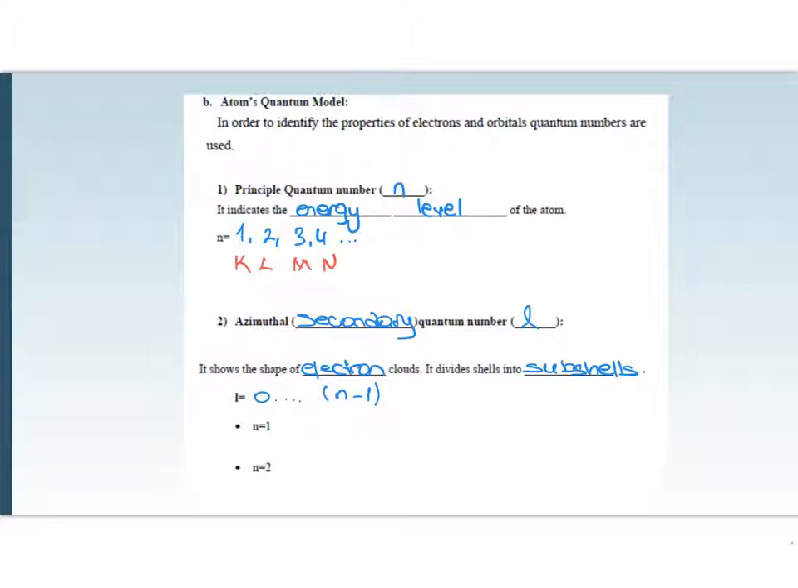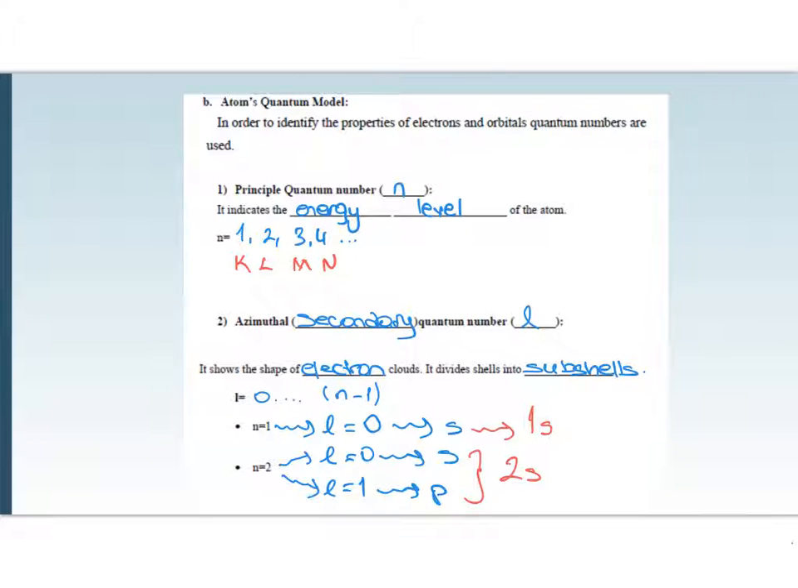For example, if n is equal to 1, l can only be 0, which indicates the s type of orbital. Now, when n is equal to 2, l can be two values. It can be 0 or it can be 1. If it is 0, this is the s type of orbital. This is the p type of orbital. So, this tells us in the first energy level, there can be only s type of orbital. In the second energy level, there can be s type and p type of orbital.